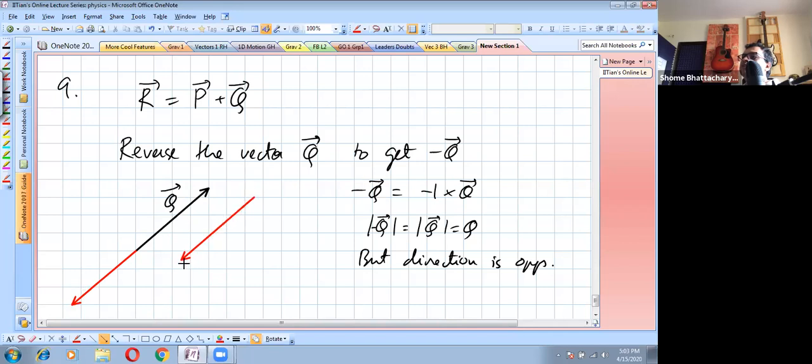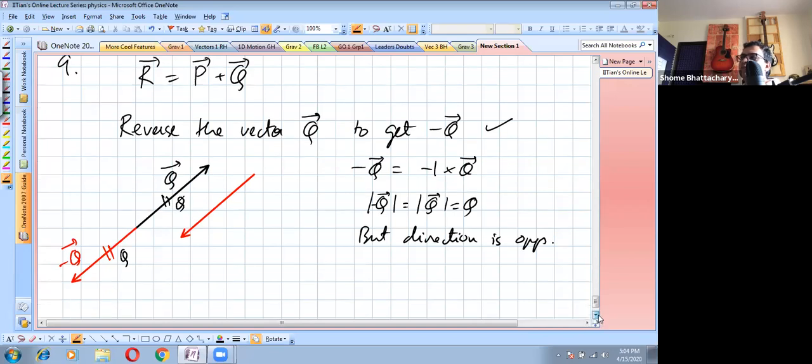You can draw it anywhere, but it has to have the same magnitude as this one. It has to be anti-parallel. So this is the vector minus Q. This is the same in length as this. They are both of the same length Q, but their directions are opposite. So that is what this statement means: reverse the vector Q to get the vector minus Q.